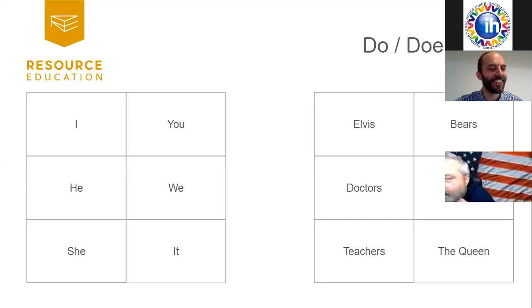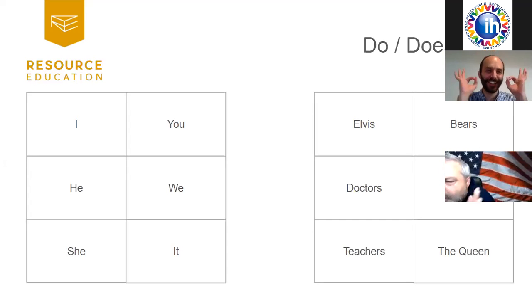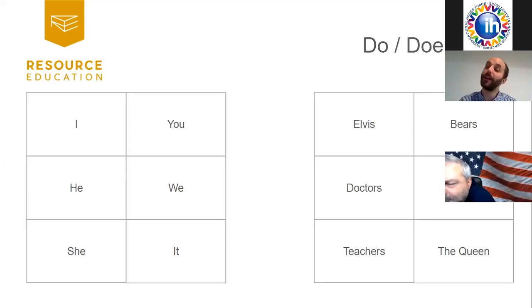Oh, but I really understand now the difference between do and does. You understood it before. You know, you're right. I just wasn't paying attention. Thank you for challenging me. Rob, you're doing it on purpose.